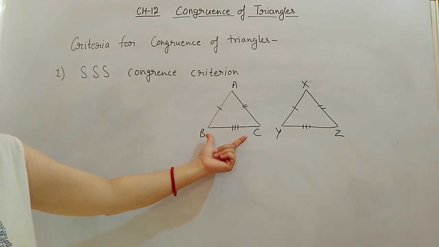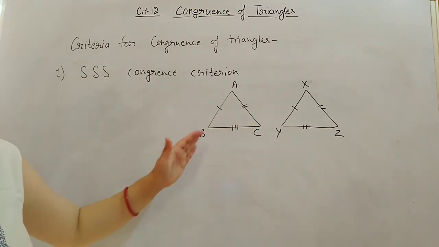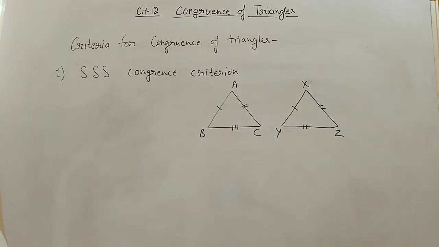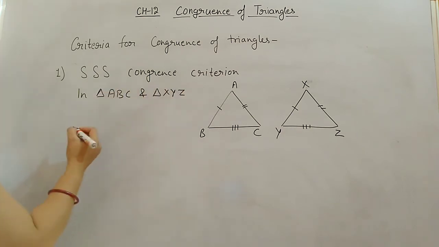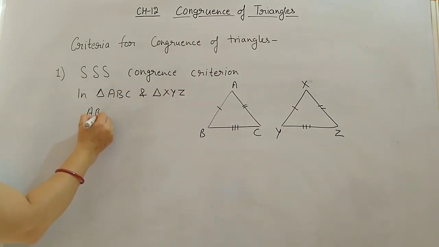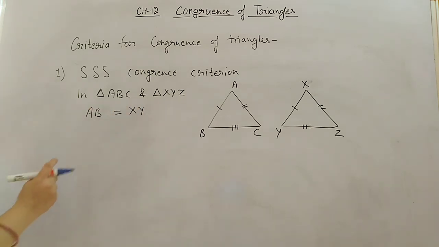And BC has three dashes and YZ also has three dashes. It means these two are equal to each other. The same type of marking means these two line segments are equal. So here in these two triangles, triangle ABC and triangle XYZ, you can see AB has 1 mark, and in the other figure XY has 1 mark. So AB is equal to XY.